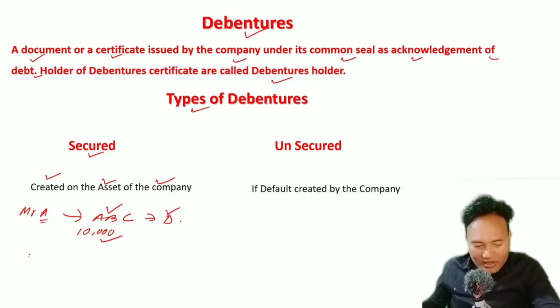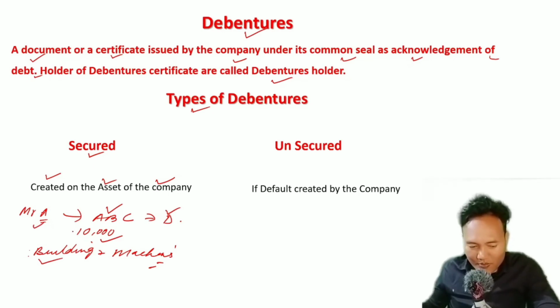It means he will ask the company to mortgage some of its assets, maybe a building or machines. In his name, the company will have to issue collateral securities to Mr. A. Then only Mr. A will invest in the name of secured debentures. Now if the company fails to pay the interest to the debenture holders, in that case Mr. A may sell the building or the machines against the amount that he has invested in the company. So this is called secured debentures.